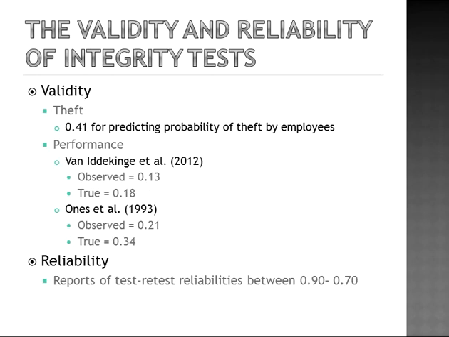The validity and reliability of integrity tests. Theft, 0.41 for predicting probable theft by employees. We have seen some other dealing with performance, not as strong. And then reliability. Reports of test-retest reliabilities are between 0.9 and 0.7.